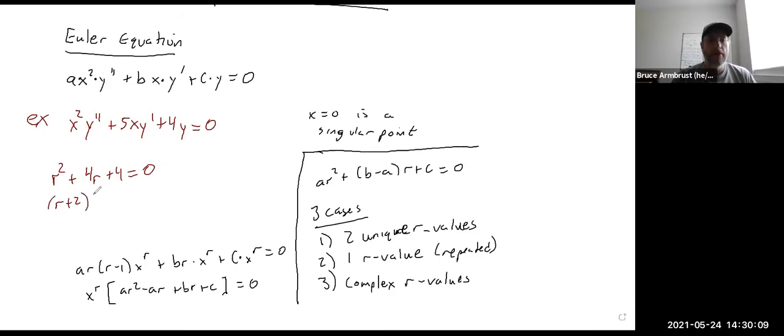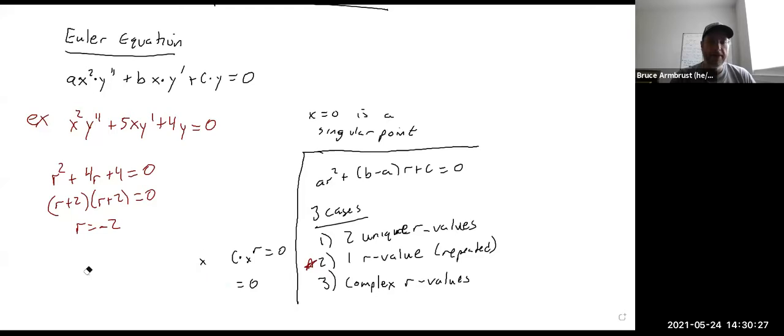All right, so we can factor this. It's r plus 2 times r plus 2. So we get r equals minus 2. All right, so this is the second case where we have one r value repeated. Now, in this situation, you already know what one of the solutions is going to be.